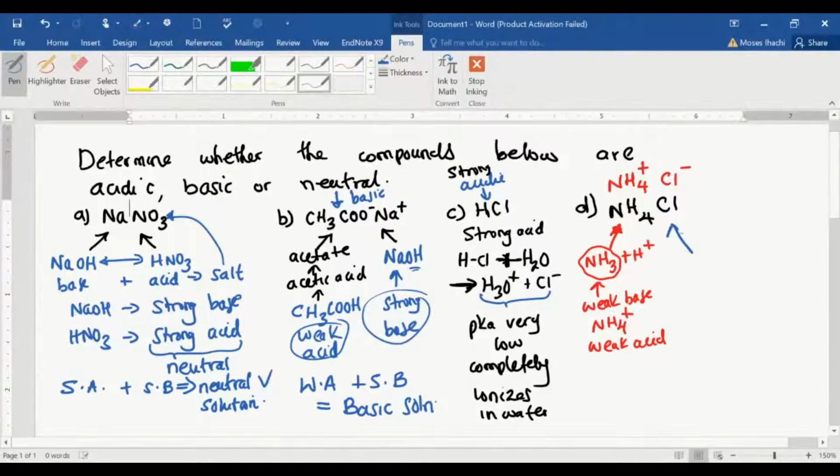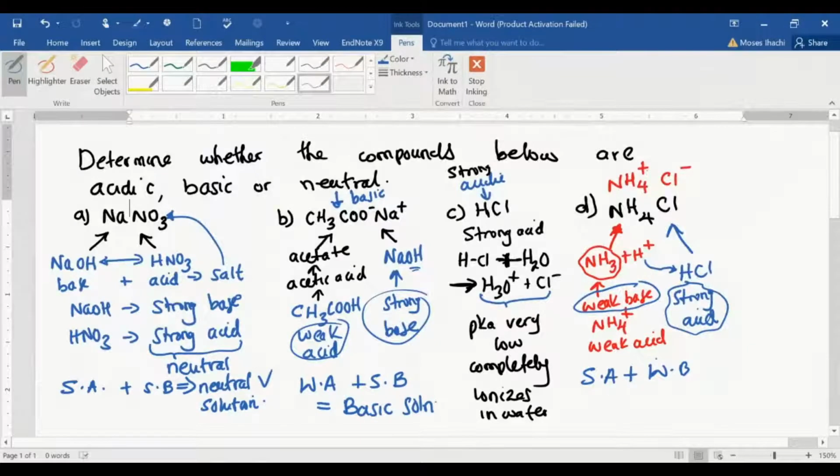Cl minus came from HCl. You see how I put H plus here? Probably that could have been the source. This is a strong acid. Okay, actually this came from a strong acid. Let me get you corrected here. This Cl minus came from a strong acid. NH4 plus came from a weak base. So the combination we have here is strong acid plus weak base that made the NH4Cl, the ammonium chloride.